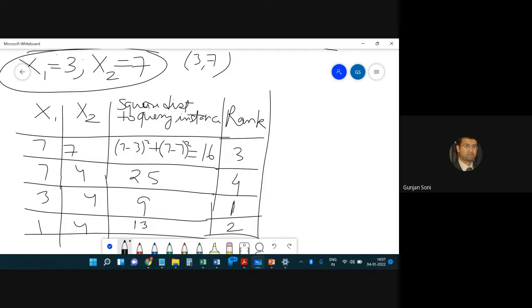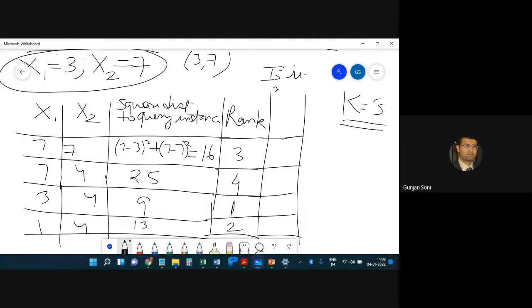Now here we have to specify the value of k. In k nearest neighbor, we have to specify the value of k, that is how many neighbors we are going to consider. Neighbors means they possibly belong to the same class. So here if k is taken equal to 3, that means I take the first 3 ranks. Is it included? Is it a neighbor?